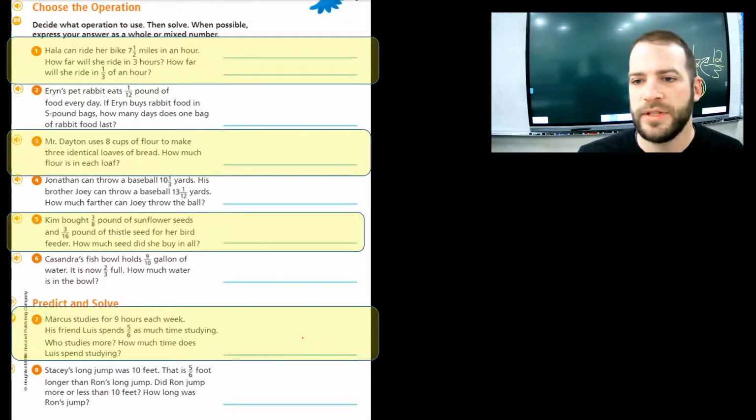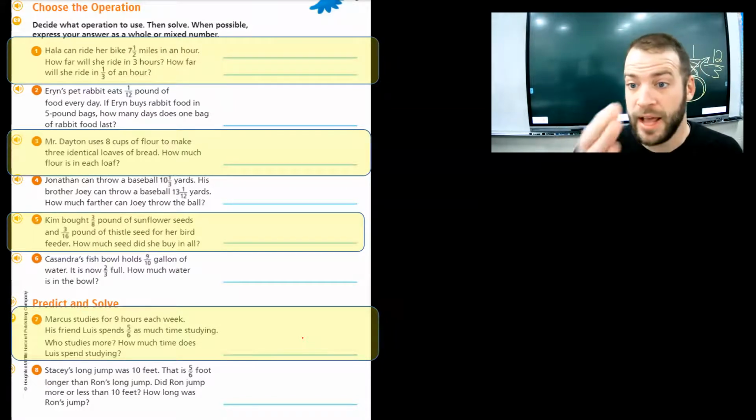All right, I highlighted the ones I want to work on now, and then the evens we will try to get through on the Zoom, and then whatever's not gotten through will be HW. So it says first, just decide which operation to use, and then solve. Okay, so Hala can ride her bike 7.5 miles in 1 hour. How far will she go in 3 hours?